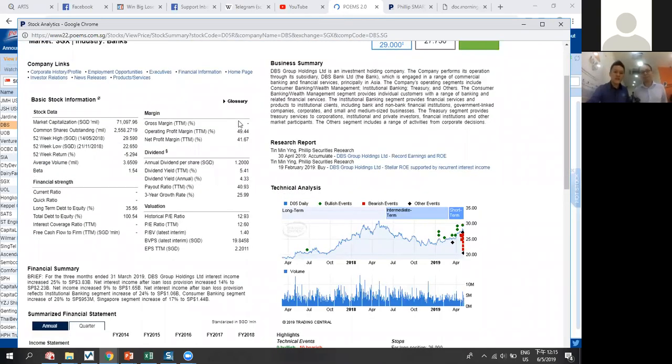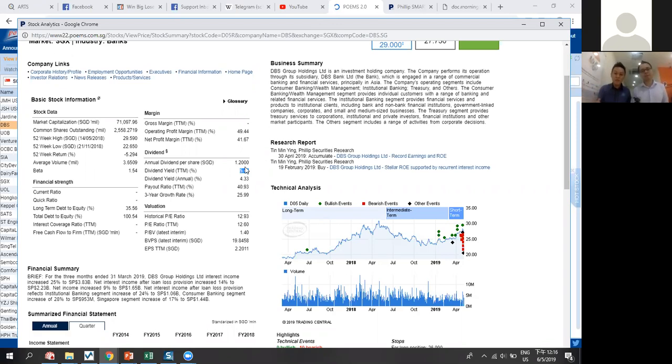Some people ask, what does this dividend yield mean? Basically, it's very simple. Let's say you put in 100,000 to buy DBS, the dividend payout will be 5,410. If you put in, let's say, $10,000, it'll be $541. This is per year, and this is in percentage. That's why when you use 10,000, it's easier to understand how much dividend is going to be paid to you, or how much DBS has been paying.